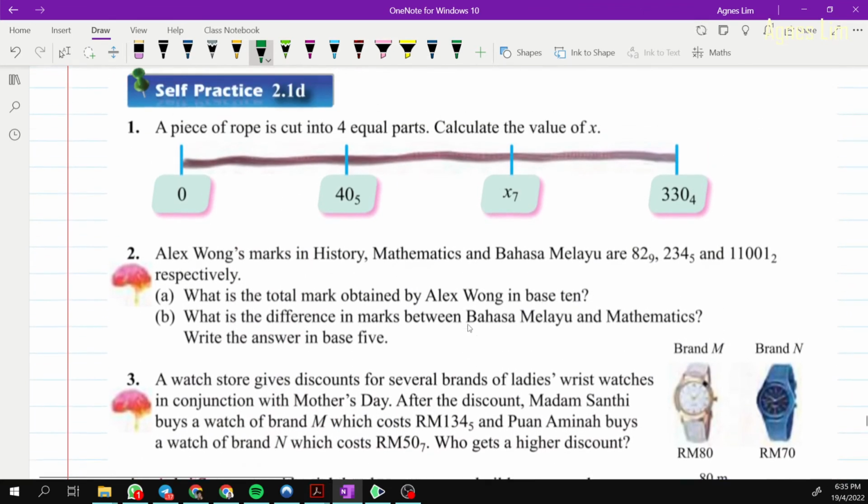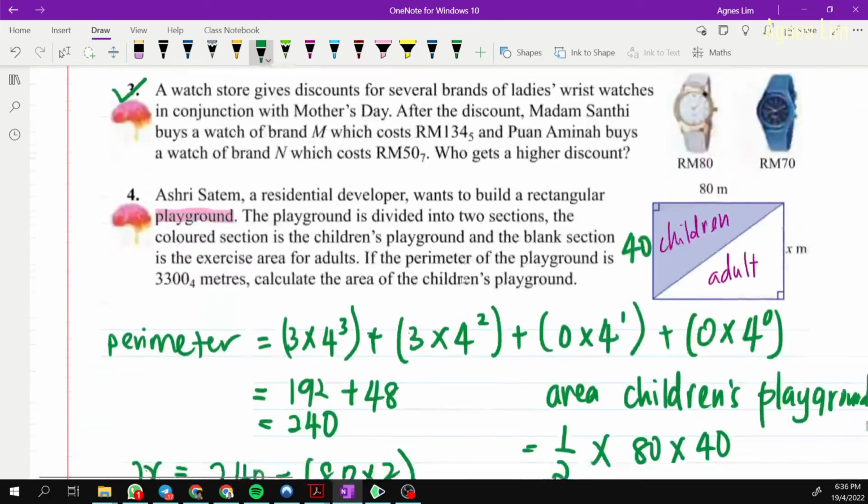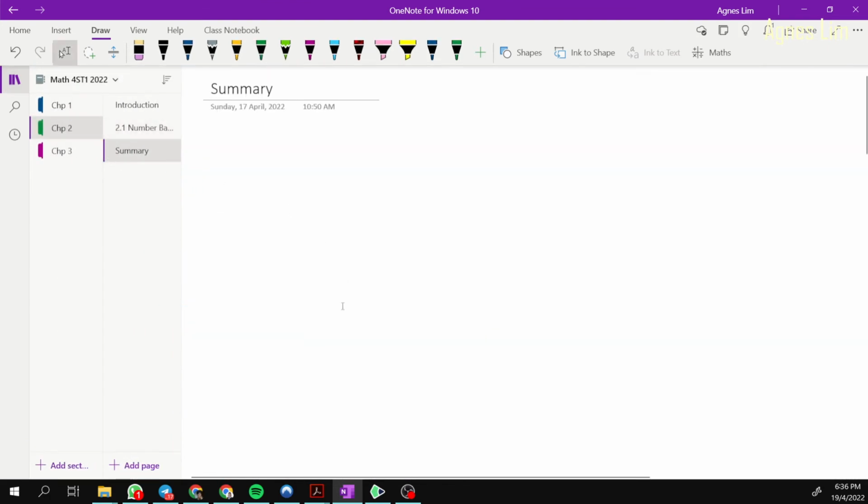Alright, so your homework. Your homework will be number 1, number 2, and number 3. So with this, we already finished with number base, which is your chapter 2. So let's do a summary of what we have learned in this chapter.